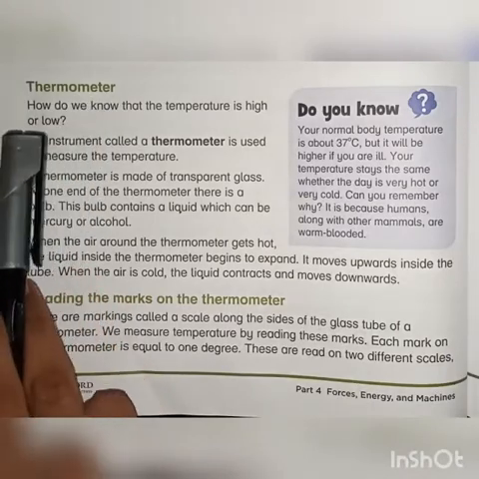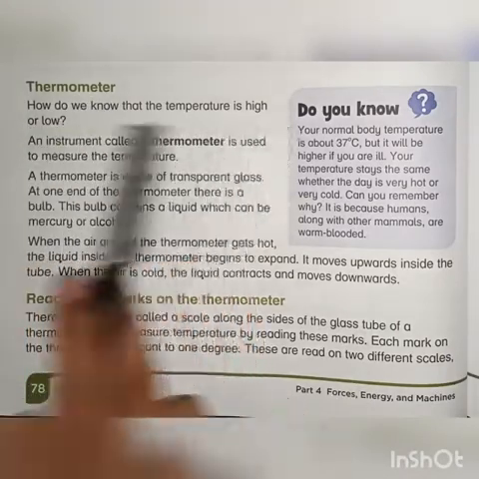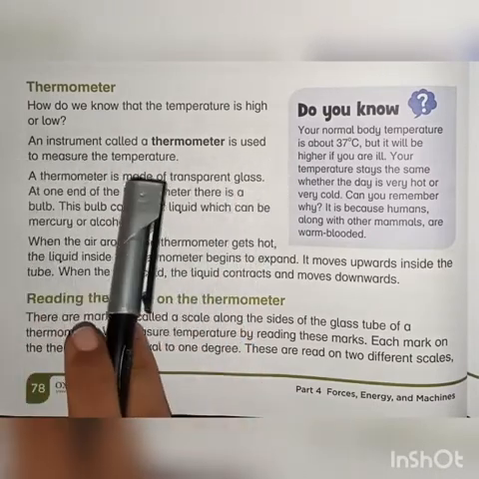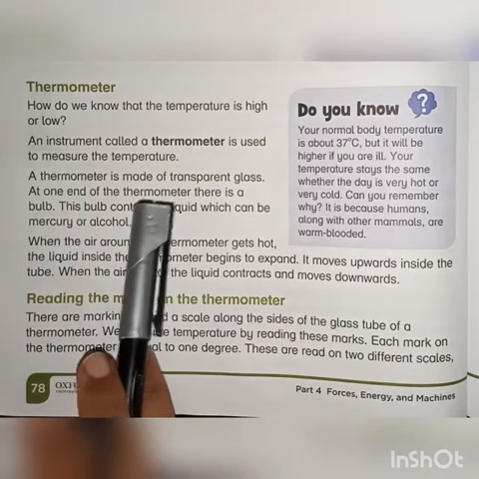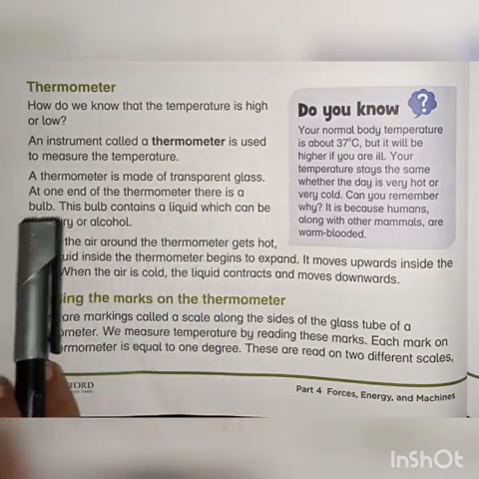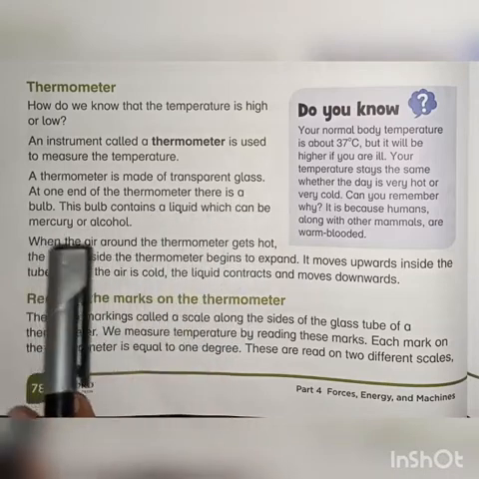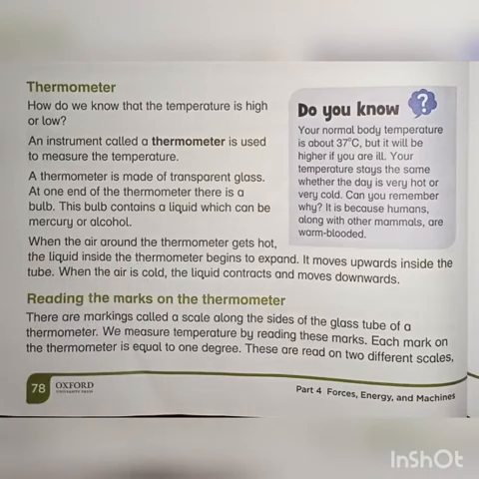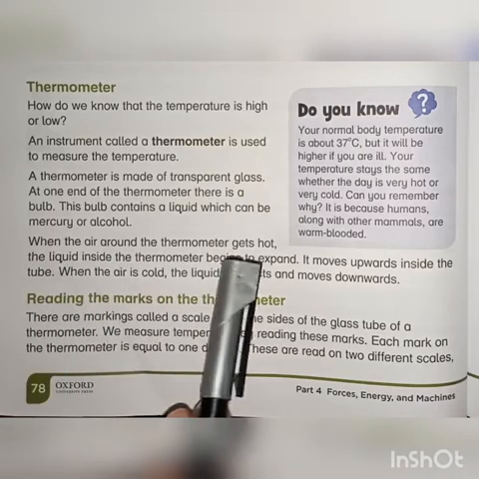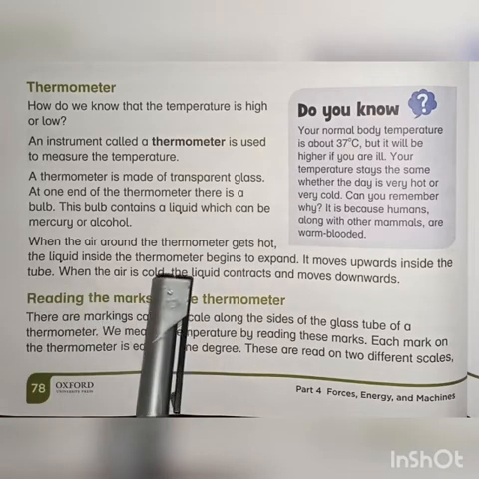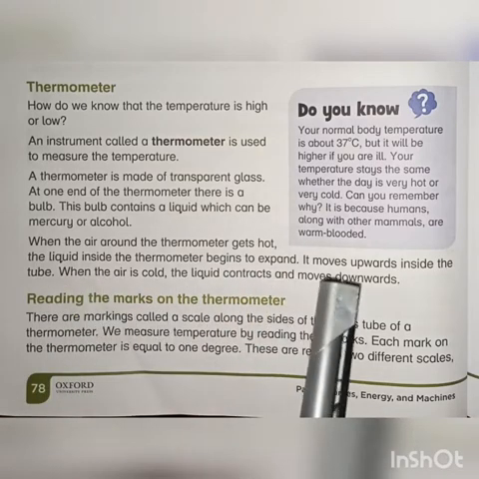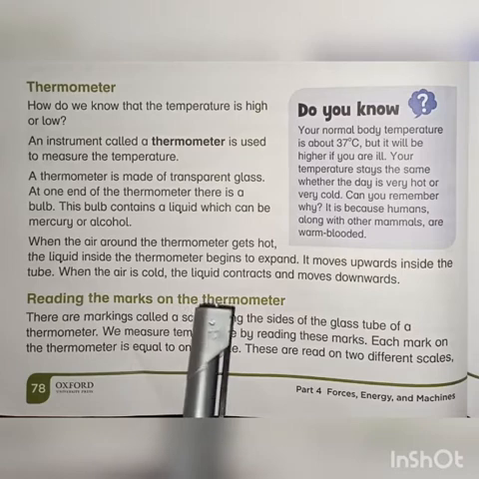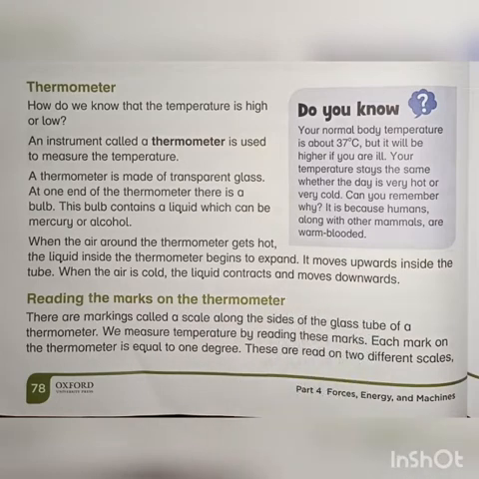Thermometer. How do we know that the temperature is high or low? An instrument called a thermometer is used to measure the temperature. A thermometer is made of transparent glass. At one end of the thermometer there is a bulb. This bulb contains a liquid which can be mercury or alcohol. When the air around the thermometer gets hot, the liquid inside the thermometer begins to expand. It moves upwards inside the tube. When the air is cold, the liquid contracts and moves downwards.